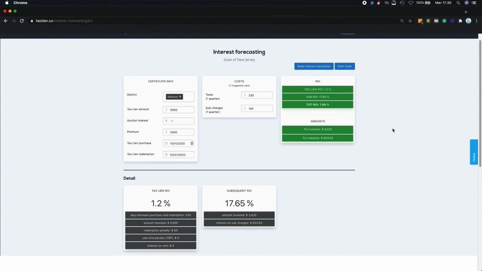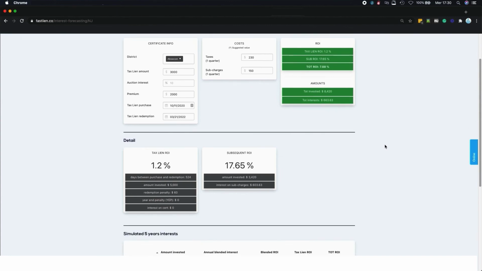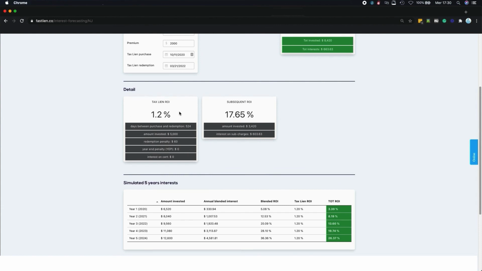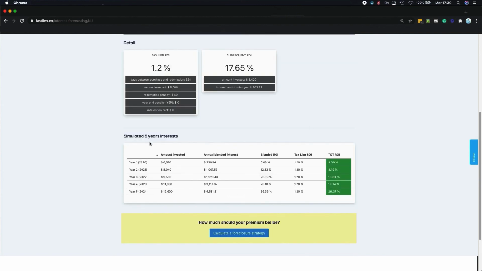Also, the amounts have changed. The total invested amount is $8,420. Total interest is $663.63. You can see in the details that the tax lien ROI is very low, 1.2%. You are gaining only the redemption penalty of $60, and the subsequent taxes ROI is 70.65%. The amount invested is $3,420, and the interest on the subcharges is $603.63.